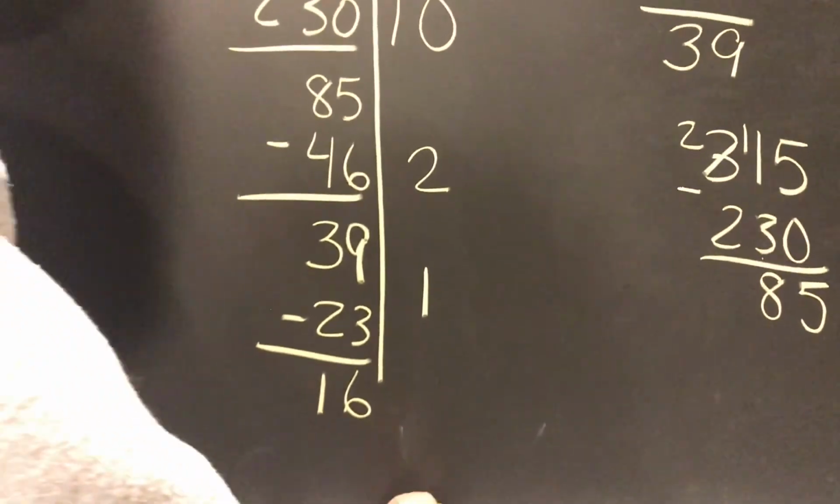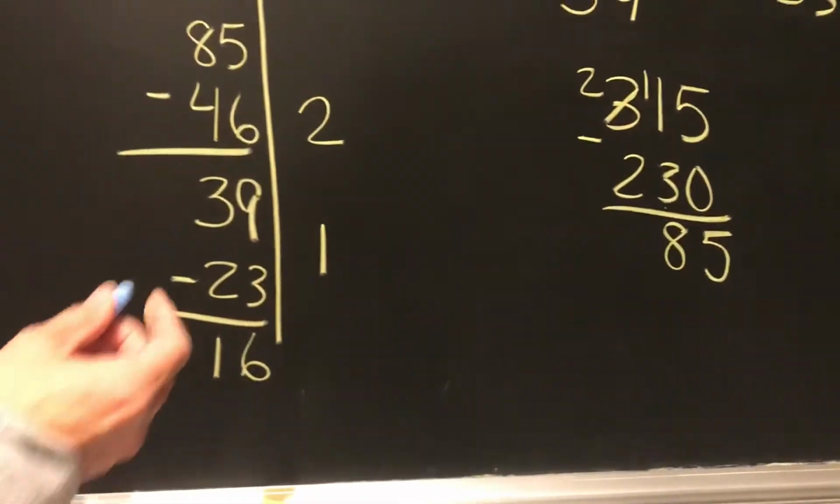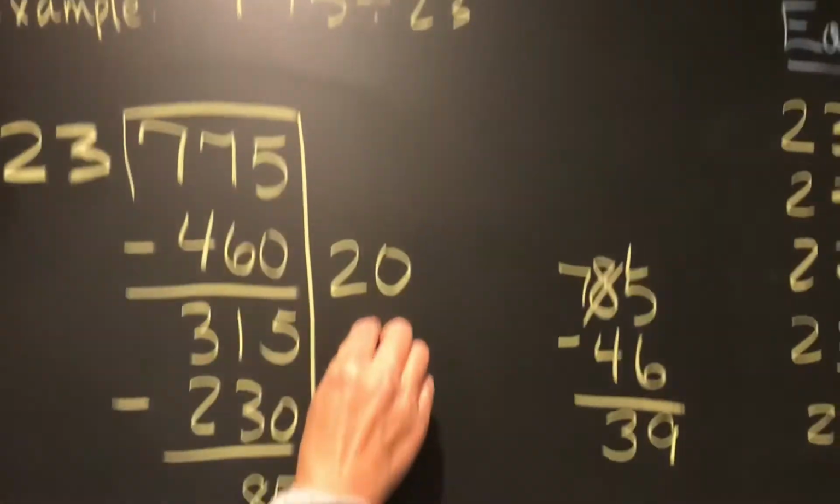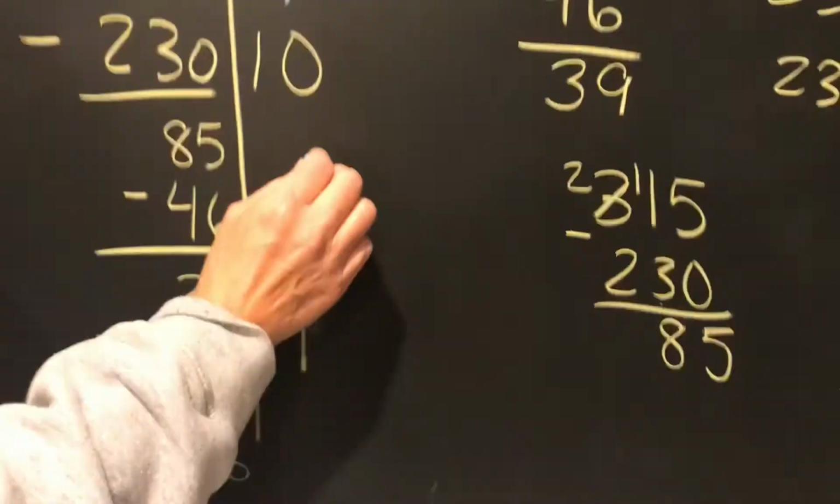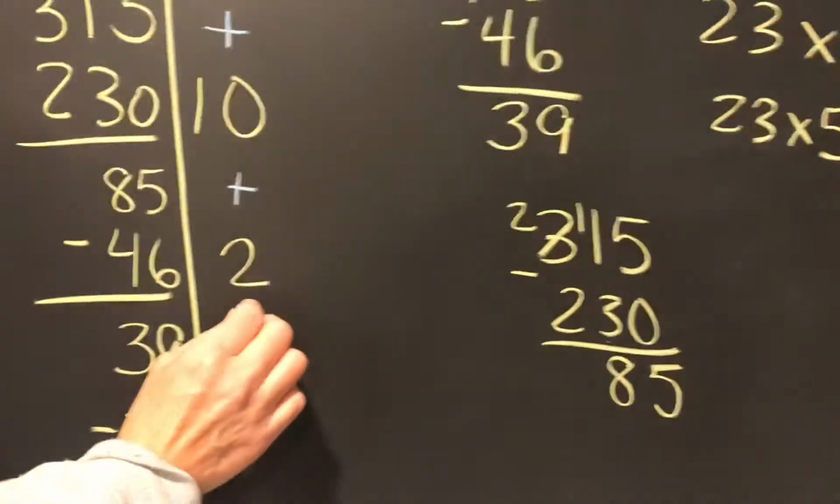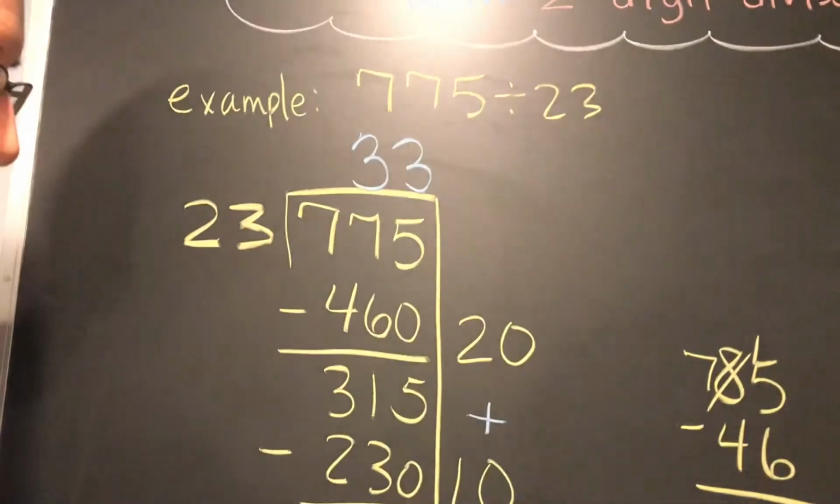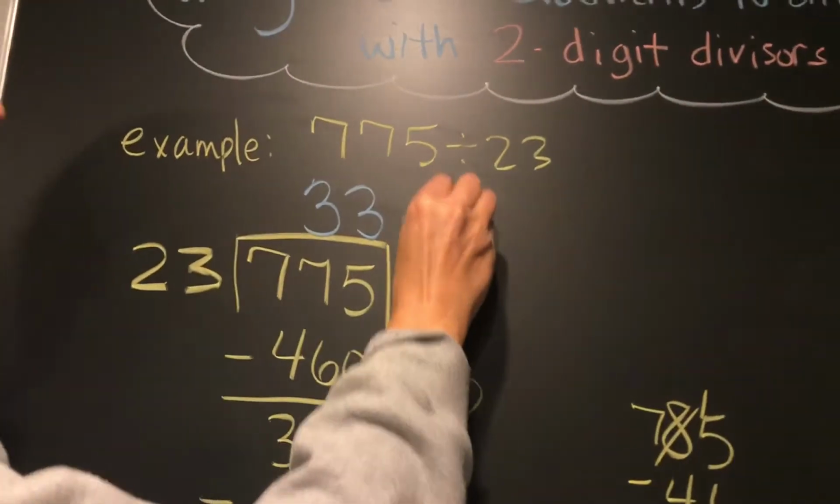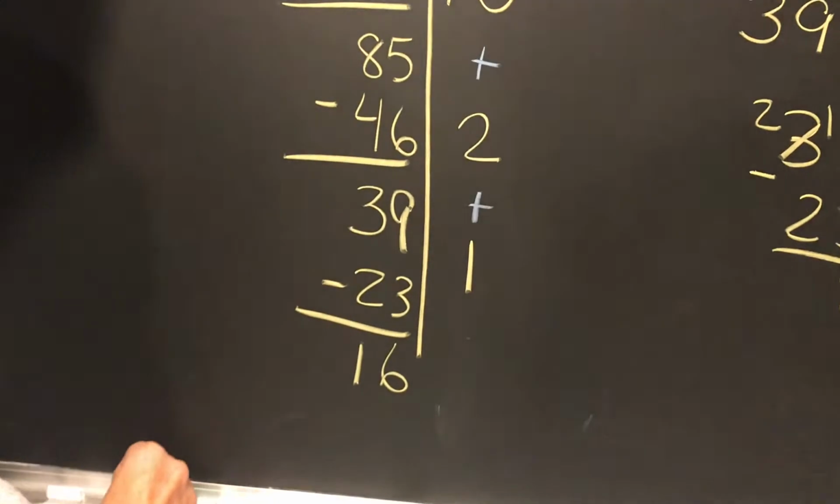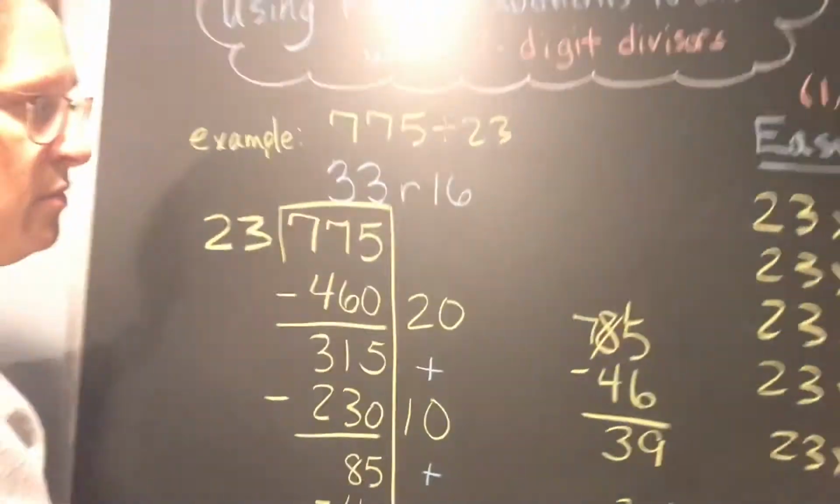So remember what we're going to do to add our partial quotients together to get our actual quotient. 20 plus 10 is 30. 30 plus 2 is 32. Plus another 1 is 33. So our answer is going to be 33, remainder 16. All right, we still have to check by multiplying.